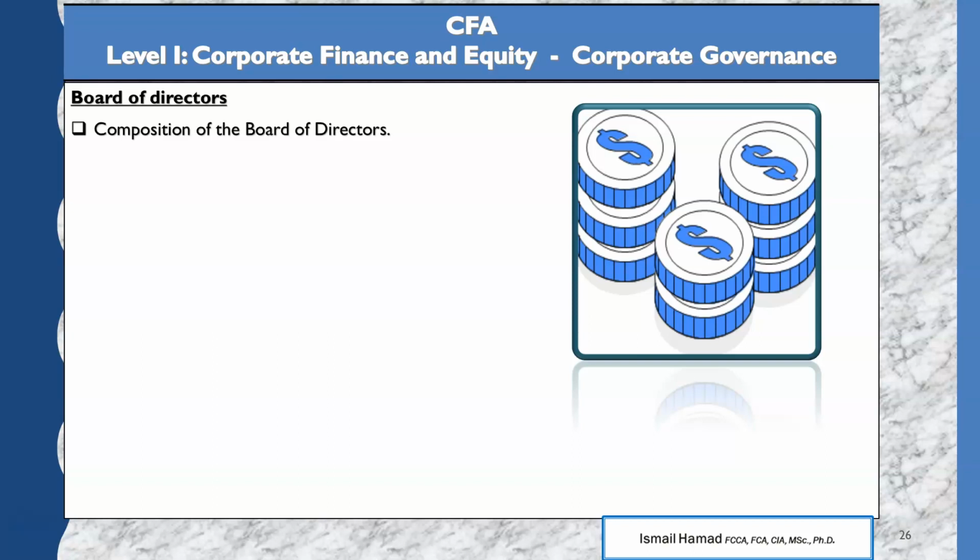Also, the board could have a chief executive officer who is also the chairman of the board. This is called chief executive officer duality. That means the chair of the board is also the chief executive officer, and this is some type of weakness. Some countries prohibit such duality between the two functions. These are the functions and responsibilities of the board.